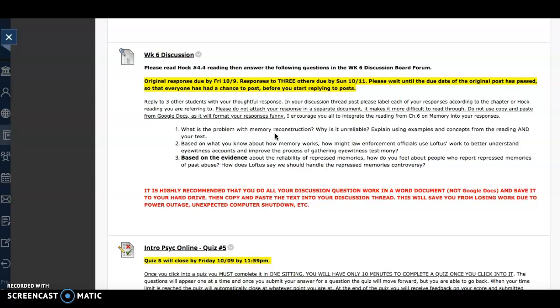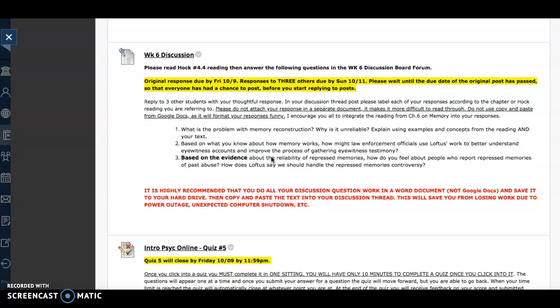So in the Hawk reading, Hawk goes over Loftus's work that she's been doing for decades now on just the imperfection of memory. We don't remember things accurately, and memory is fallible in that other things can get in the way of how we remember things. So how questions are asked to us could cause us to remember something incorrectly.